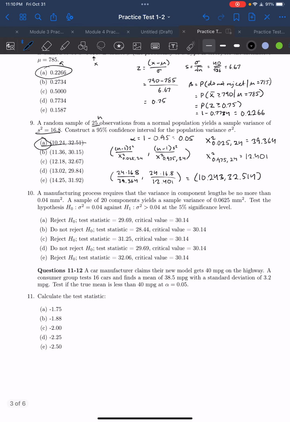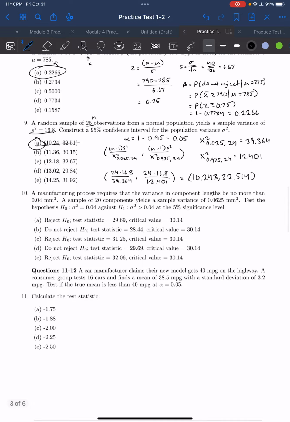Then for our next problem, we have a manufacturing process requires that the variance in component lengths to be no more than 0.04 millimeters, and we have a sample of 20 components yields a sample variance of 0.0625 millimeters squared, and we want to test our hypothesis that our variance is 0.04 against our alternate, which is variance is greater than 0.04 at a 5% significance level. And we have our answer choices over here.